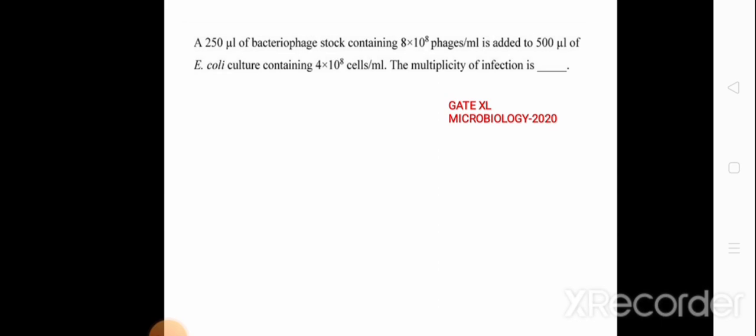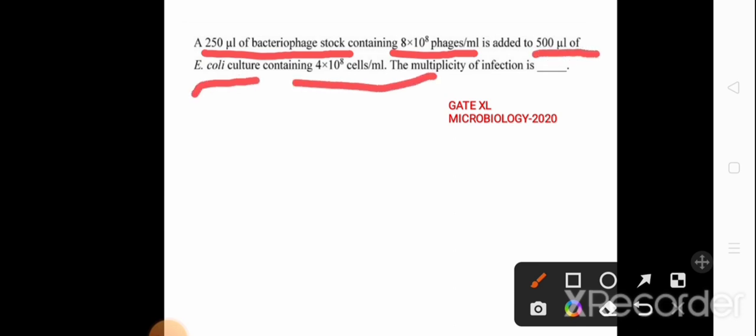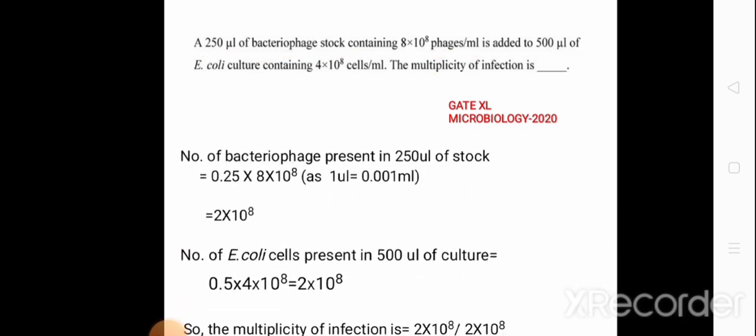Next question. This is a question from GATE Excel Microbiology 20. Here it is mentioned that 250 microliter of bacteriophage stock having a concentration of 8 into 10 to the power 8 phage per ml is added to 500 microliter of E. coli culture containing 4 into 10 to the power 8 cells per ml. Then what will be the multiplicity of infection? So we know that the multiplicity of infection, MOI, is equal to the total number of phage divided by the total number of bacterial cells in a defined space.